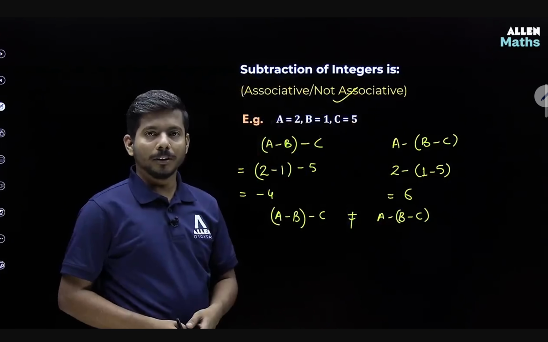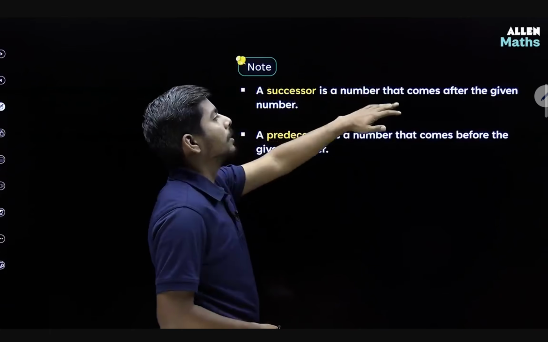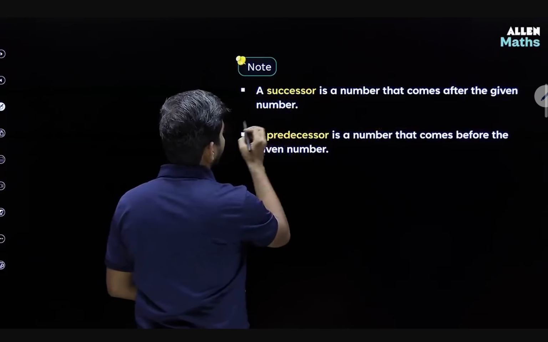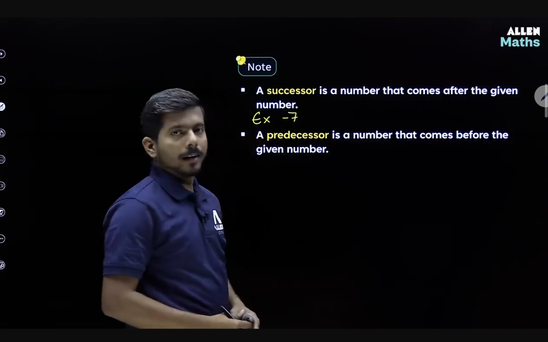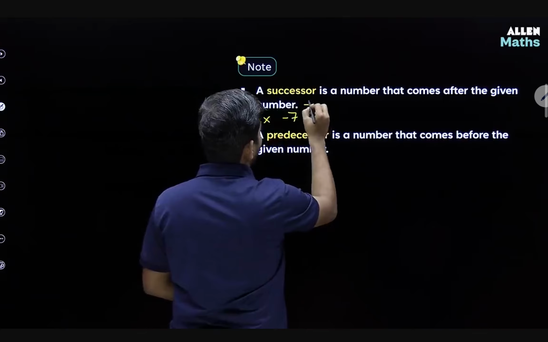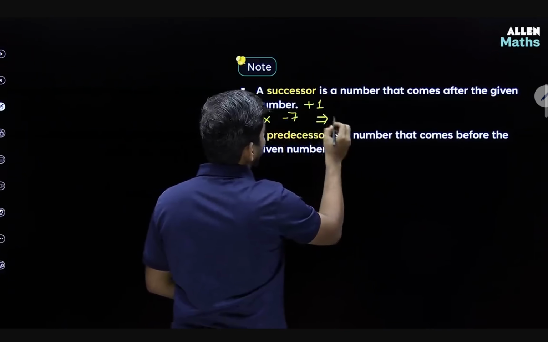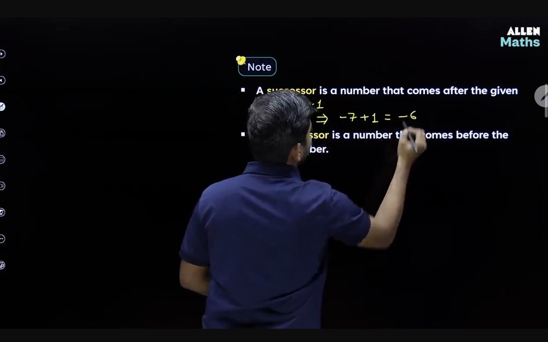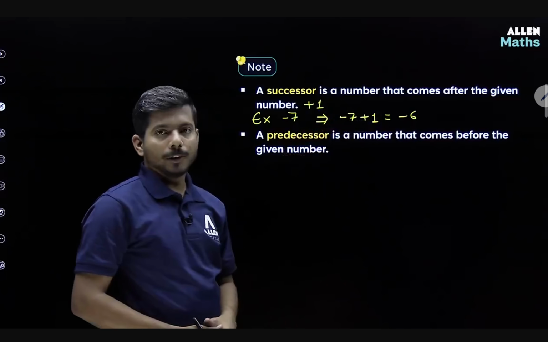Now let's discuss one note here. A successor is a number that comes after a given number. Let's take one example. Suppose we have -7 and we want to find the successor of -7. To find the successor we always do +1. So for -7, we do -7 plus 1, then we get -6. So the successor of -7 is -6.